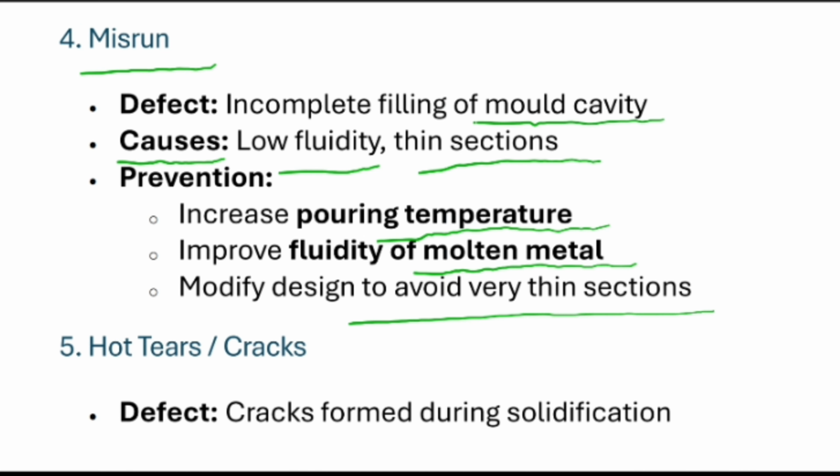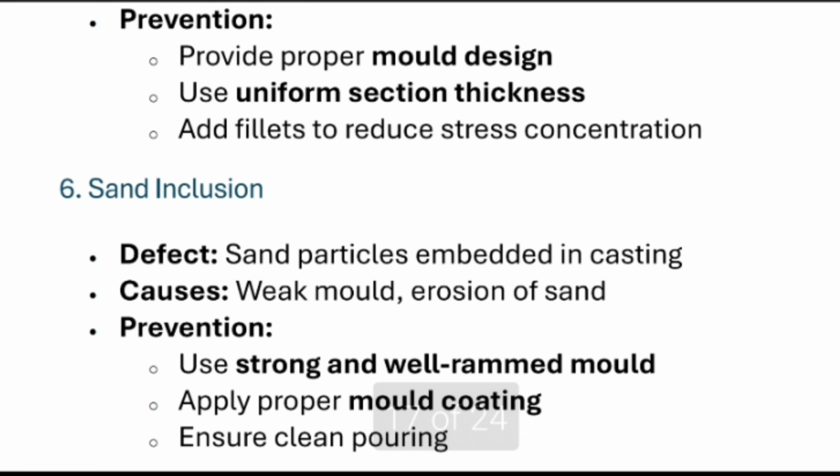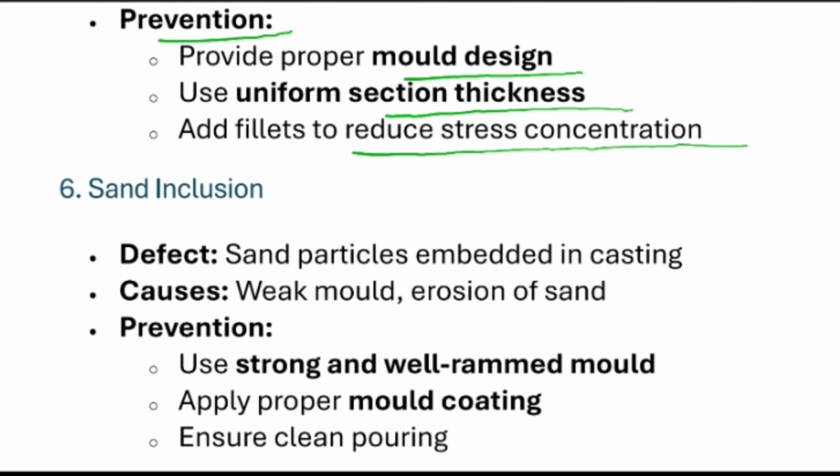Next is hot tears or cracks. The defect is cracks forming during solidification. What is the cause? The crack occurs on the material because of restriction in contraction. Coming to the prevention, provide a proper mold design, use uniform section thickness and add fillets to reduce the stress concentration.